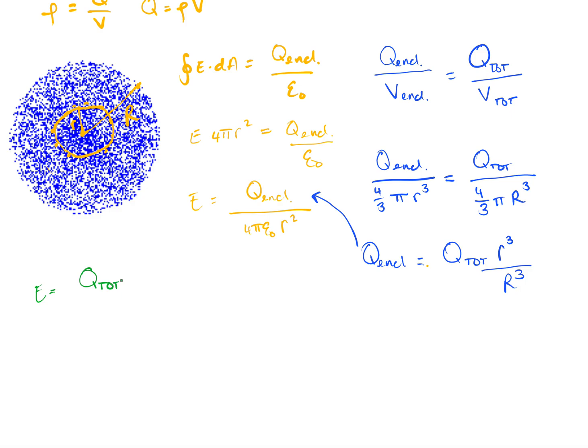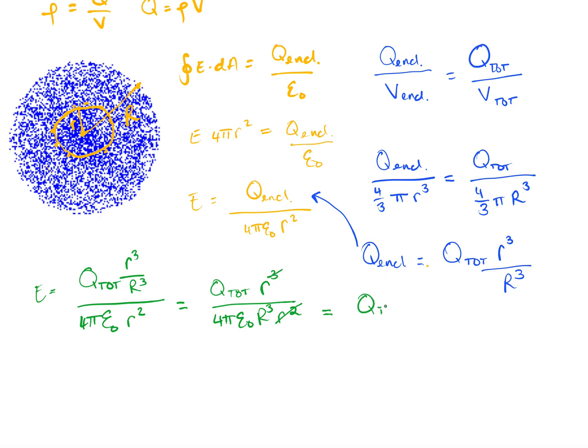So I have Q total times little r cubed over big R cubed, that's the numerator of this, and then I have 4 pi epsilon naught times little r squared. Now, with some simplifications here, this will move down to the denominator, and so I will have Q total times little r cubed over 4 pi epsilon naught times big R cubed times little r squared. Apologize for that. Let's get rid of that and we'll fix it. Okay, so with some simplifications here, we see that what we're left with is Q total times r over 4 pi epsilon naught times R cubed.